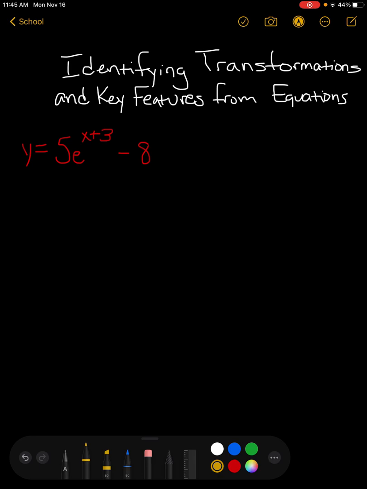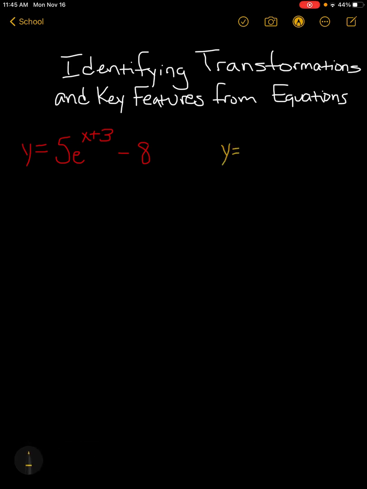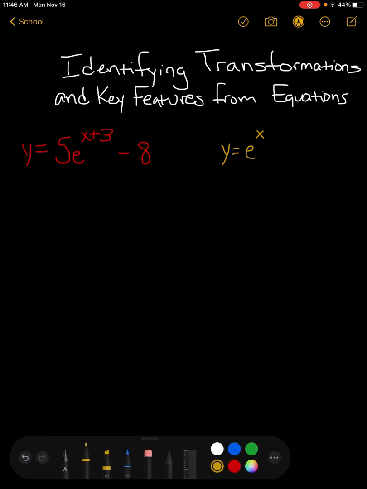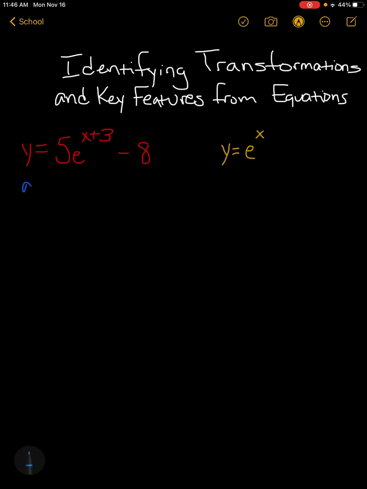And these transformations are all from the parent function of e to the x. So anything extra we see is going to be a transformation because e to the x is our parent function. So when we're identifying transformations, we are looking at a, h, and k. We need to identify each of these values in order to better understand the transformations.